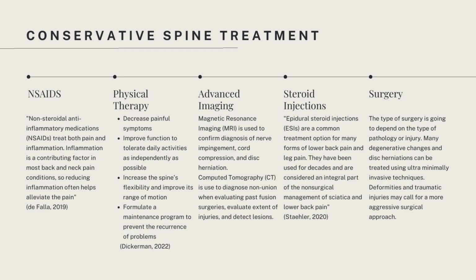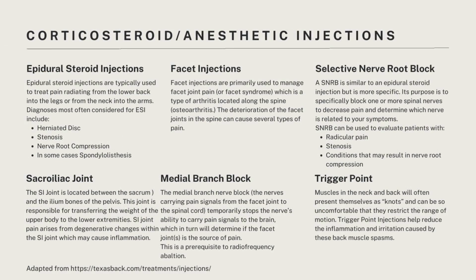When medication and physical therapy fail to alleviate your symptoms, advanced imaging would be the next step. MRIs allow us to see if there's a disc herniation or cord compression causing your symptoms. Once the imaging has been done, then a plan for treatment can be formulated, and this would include either injections or surgery. Here are listed 6 different types of injections.